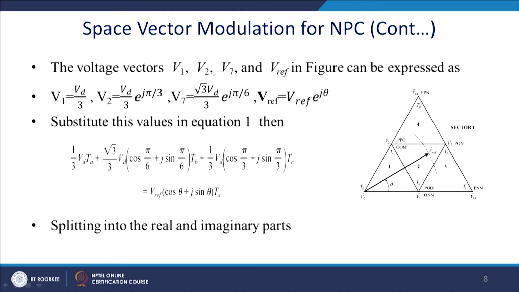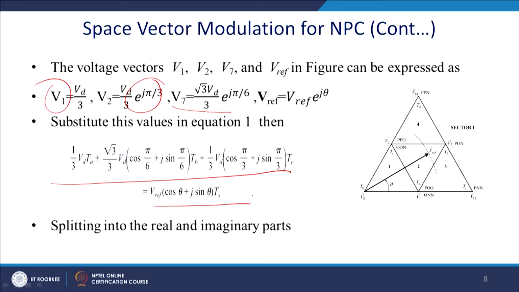The voltage vectors V1, V2, V7 and the reference vector can be shown there. Since V1 is a small vector, its magnitude is Vd by 3, and V2 is a half angle vector, that is Vd by 3 at 60 degrees. Similarly, this is a half angle vector, V7, which is root 3 Vd by 3 e to the power j30 degrees. And this is your V reference.